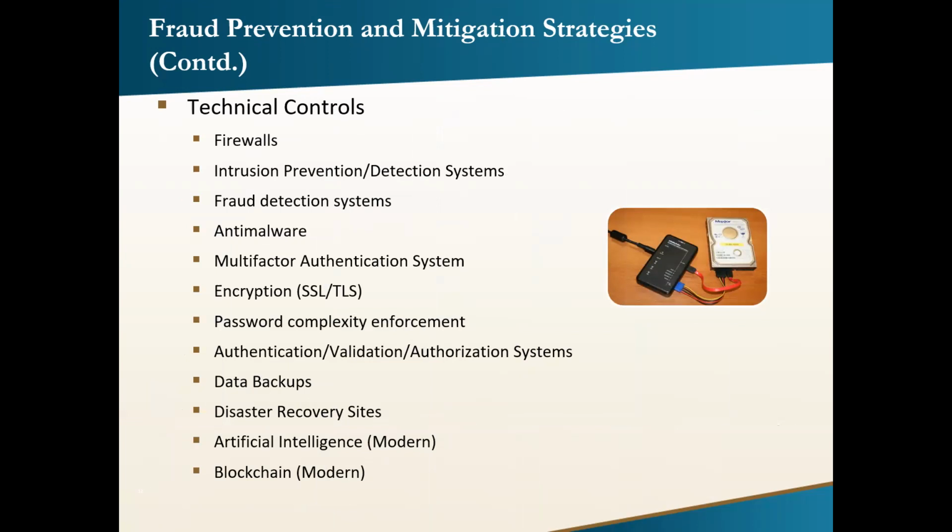The number two strategy, like I mentioned earlier, is technical controls, and this speaks more to the IT personnel within the financial industry. So technical controls include firewalls, which are devices that manage access control in and out of the information systems of financial institutions. Then also intrusion detection and prevention systems. It's similar to a firewall, it's just that it uses more heuristics to determine who has access into an organization's information system or network.